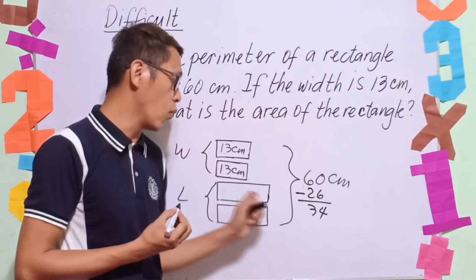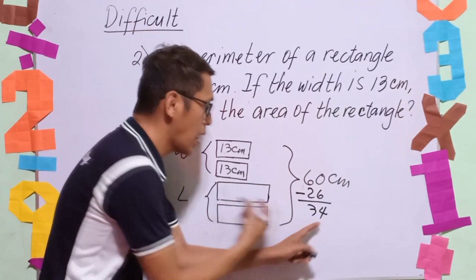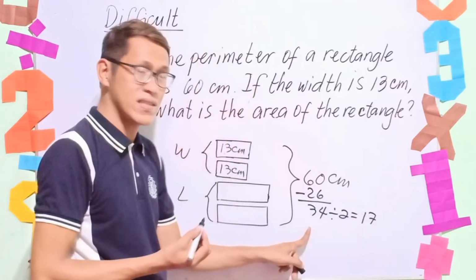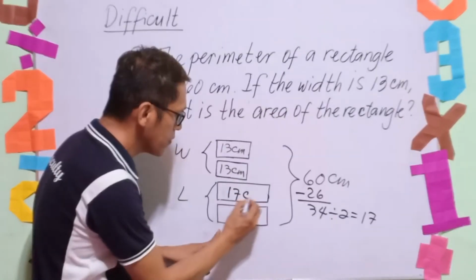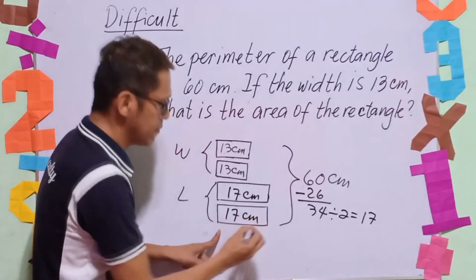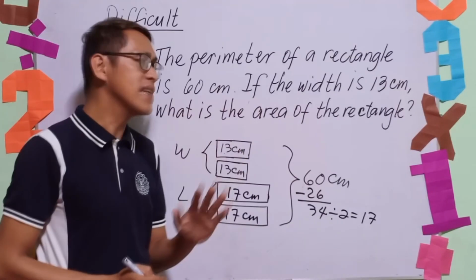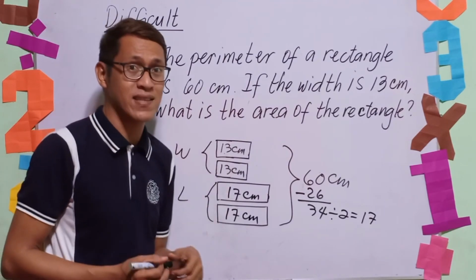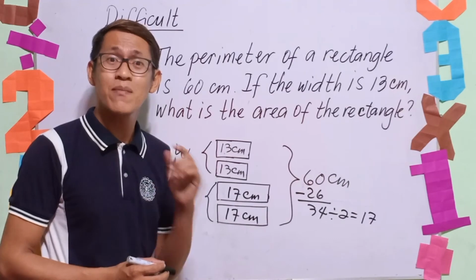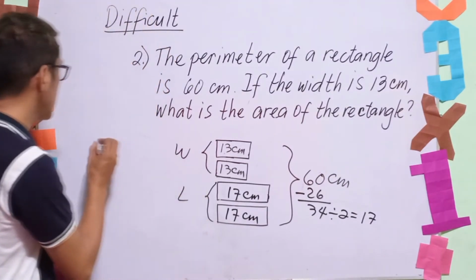So how to get now 1 block? Yes, you simply divide this into 2 equal blocks. If I divide this by 2, I'll get 17, meaning each block here represents 17 cm. So with this, now we know the width and the length. We can get now the area of the rectangle. How do we get the area of a rectangle? Yes, you simply multiply the length and the width. You're correct. Let's do it here.